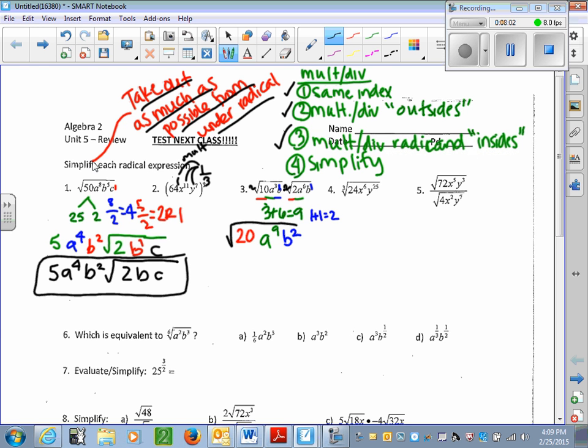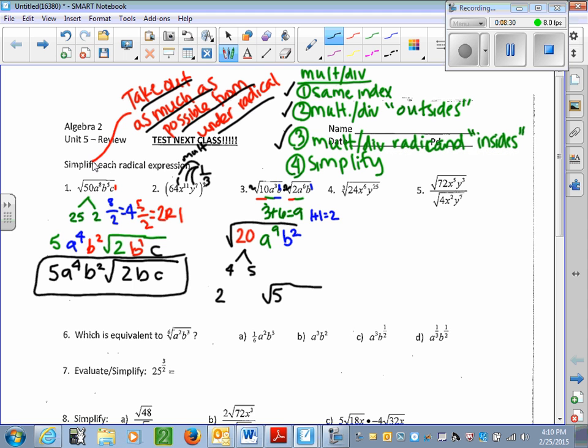Okay, so let's start with this 20. We think about, is 20 a perfect square? It's not. But I need to think, are there any factors of 20 that are perfect squares? And there are. Factors of 20 are 4 and 5. 4 times 5 gives me 20. And so the square root of 4 is a perfect square, so that will be a 2. And this 5 is stuck under the radical.